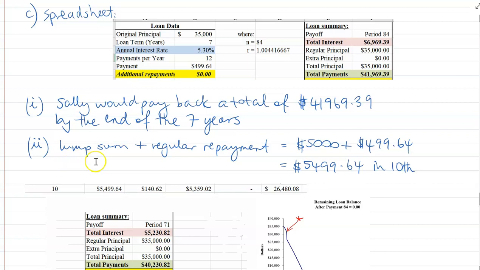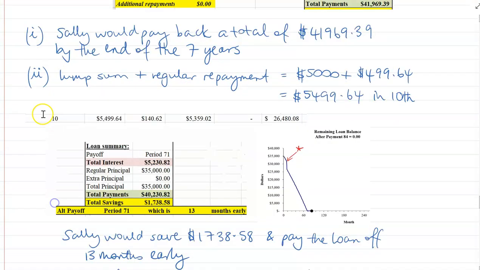If she was to make a lump sum on top of her regular payment for that 10th repayment, she would pop in $5,499.64. So if I enter that into my spreadsheet, this shows an effect on the loan summary where she would save $1,738.58, and she would also pay the loan off 13 months early, so a year and 1 month earlier. And you can see on the loan balance graph the effect of that lump sum payment on the shape of the graph.